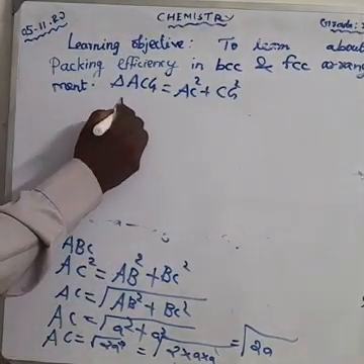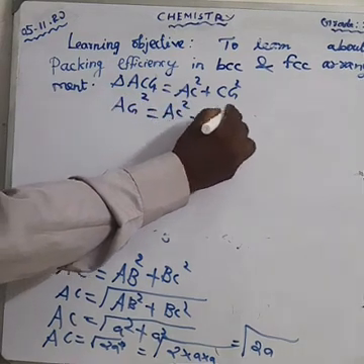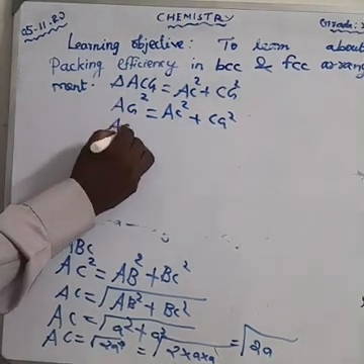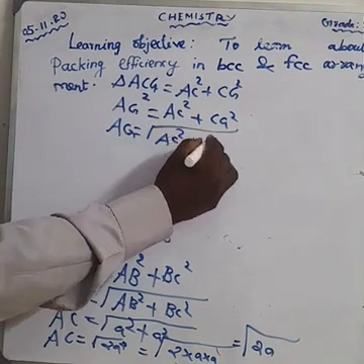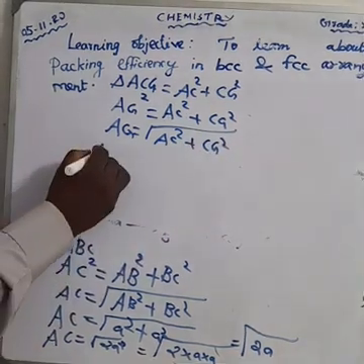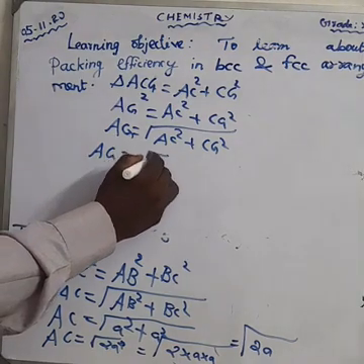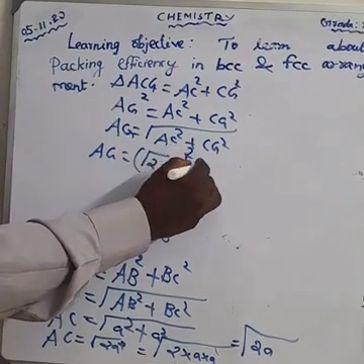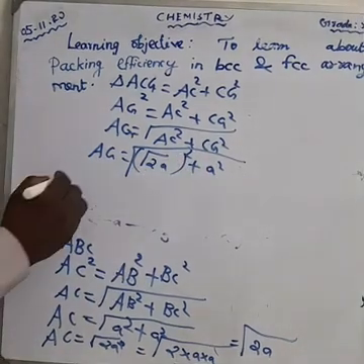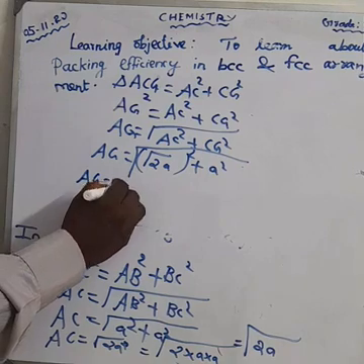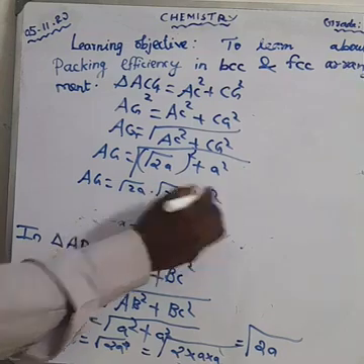That is AG square. Am I right? AG square is equal to AC square plus CG square. So AG is equal to root of AC square plus CG square. What is the value of AG square? That is root 2a, the whole square, plus CG square, which is a square. So AG is equal to root of (root 2a) square plus a square.